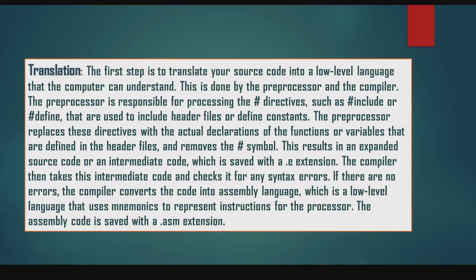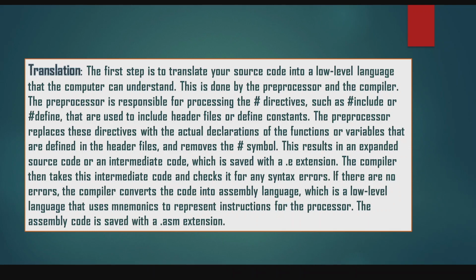Now let's look at translation. The first step is to translate your source code into a low-level language that the computer can understand. This is done by the preprocessor and the compiler. The preprocessor is responsible for processing the hash directives such as include or define that are used to include header files or define constants. The preprocessor replaces these directives with the actual declaration. That means it expands those directives into the actual declaration of the functions or variables that are defined in the header file and removes the hash symbol.